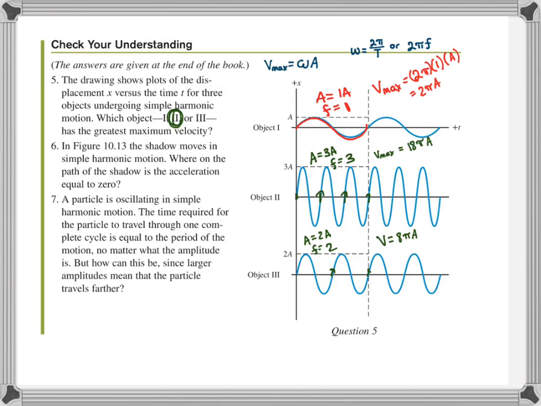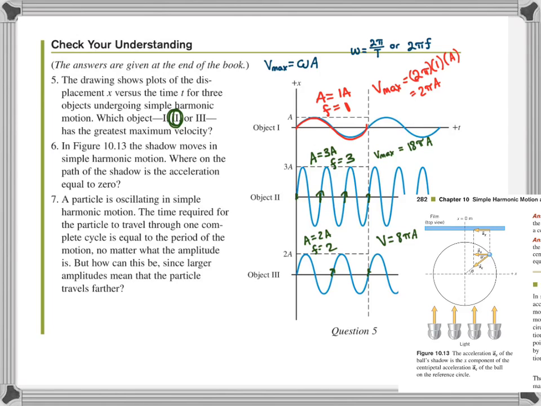In figure 10.13 for number 6, it says the shadow. Okay, so we need to put figure 10.13 here. It's a ball moving around in a circle, and it's asking us where the acceleration will be the greatest. The greatest acceleration will be at its equilibrium points, which is at x equals 0, so it'd be at the 2 points designated with an x. That's when the acceleration will be equal to 0. That's when the force is changing directions.